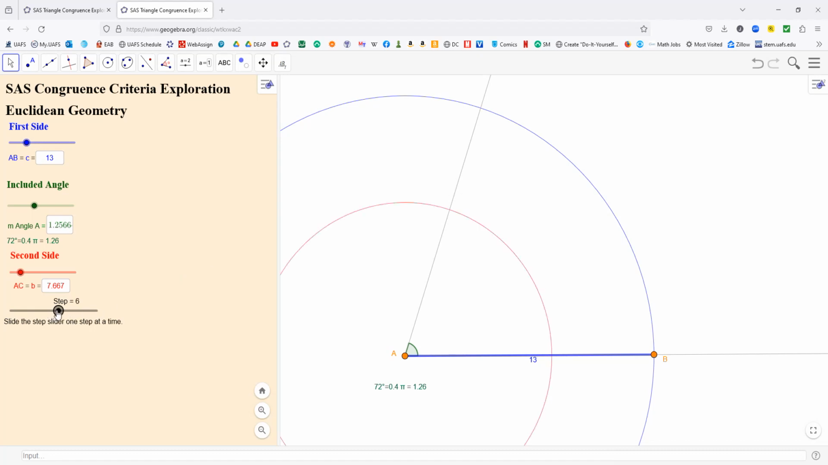Now we go out on that side a certain length there, and what we notice is that that just touches at one point, so that has to be our last point C, and then we finish up the triangle, and we can measure the sides, and we can measure all of the angles there as well.